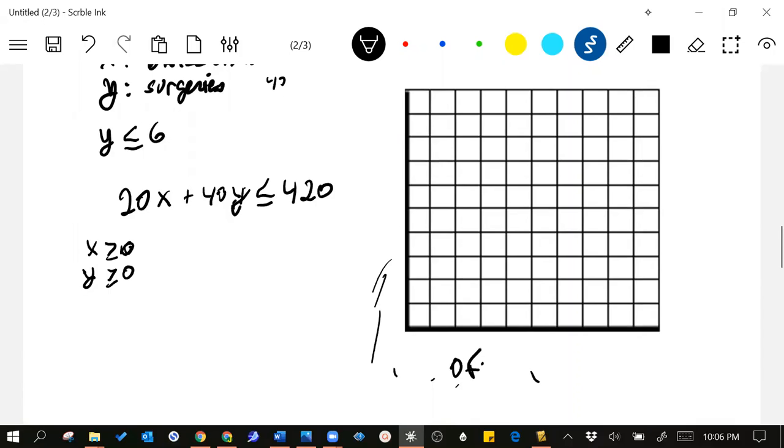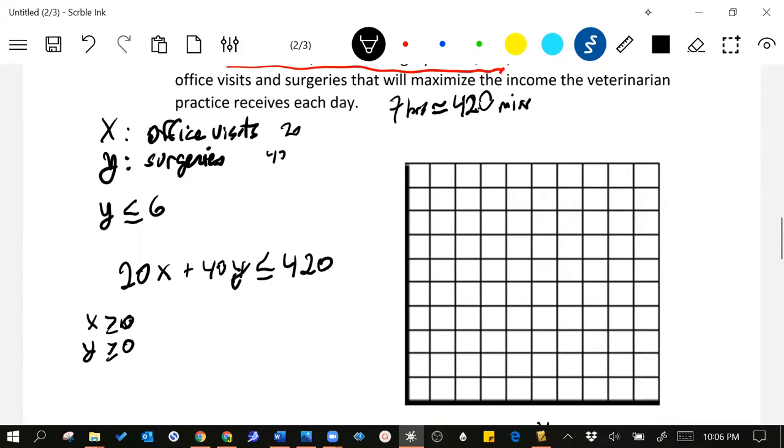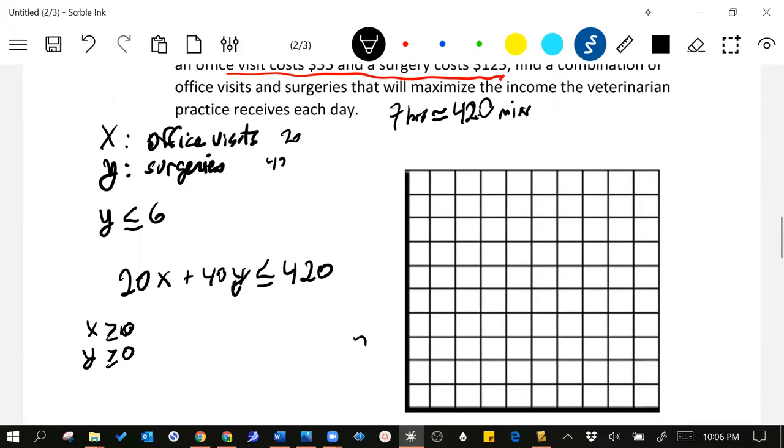So since I said X was office visits, let's go ahead and write office visits here. I don't like having those little marks now on those. So this is one where I think it's understood. You're not going to have negative surgery or negative office visits, so I don't need to graph those necessarily. If it wasn't a real life problem, then we would have to do that because negatives could exist in something. So you would have to if we had the 4 quadrants and it wasn't an application problem. Okay, and then here we have surgeries.